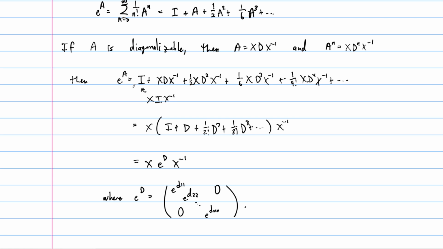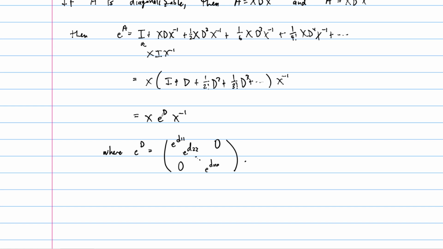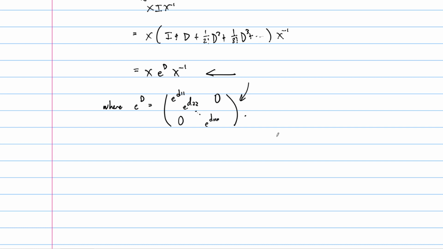So we can compute the exponential of a matrix A by finding its diagonalization and then doing a little bit of very simple arithmetic to compute this. So if A is diagonalizable, then we can just use this formula with these two very simple definitions. If A is diagonalizable, we can use this method.